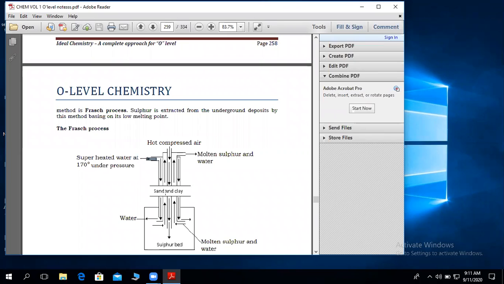You see, this is the ground level, sand and clay. So as you dig down, you are going to reach where there is sand and clay. Then you continue going down until you reach the sulfur bed.